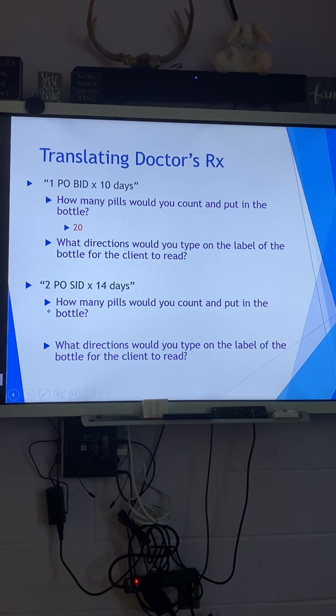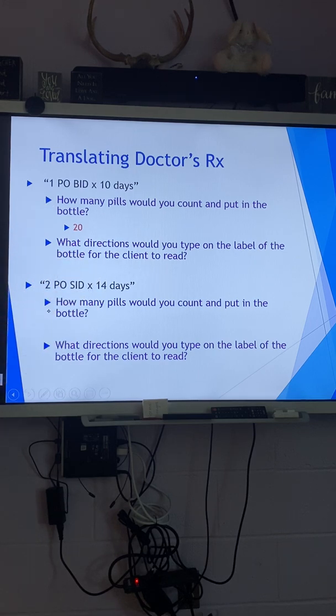So if you want to write down 1 times 2 times 10 equals 20, that's how it's going to be the rest of your life. The number of tablets times how many times a day times the number of days. Okay? So we can't give this to the client, right? They're not going to be able to understand that. So we need to put it in easy to understand words.